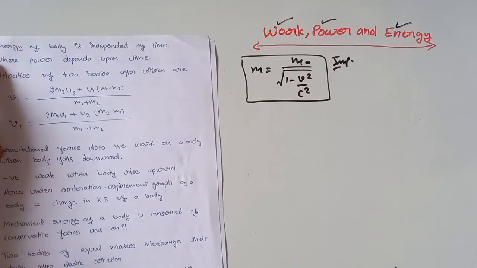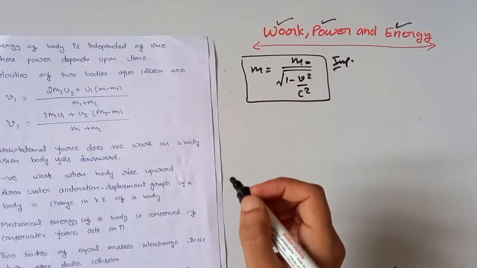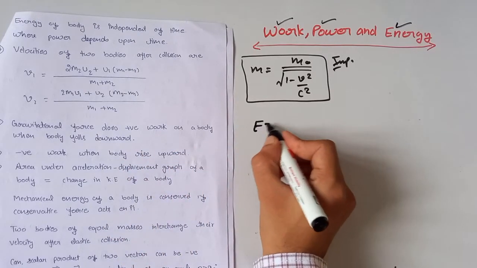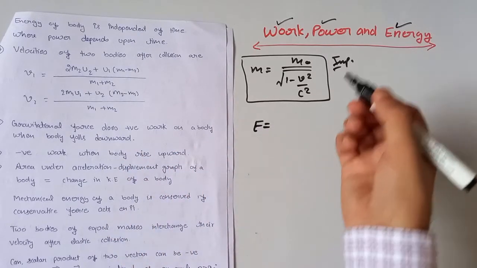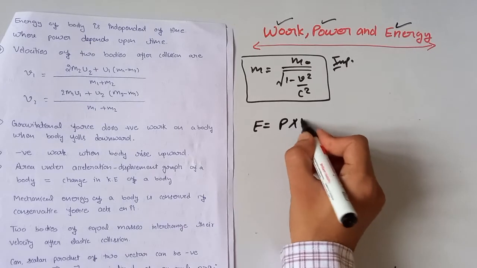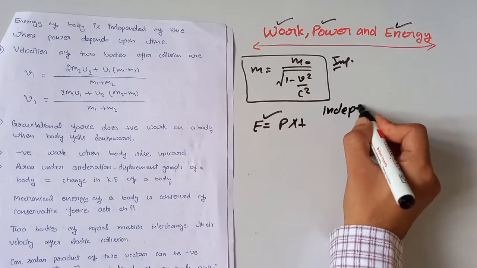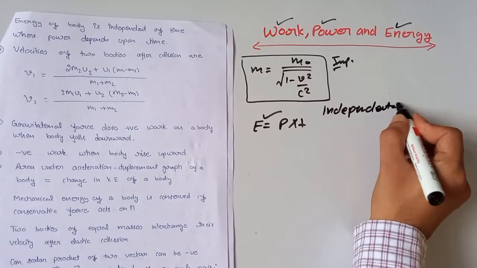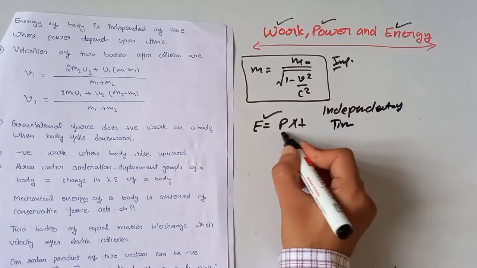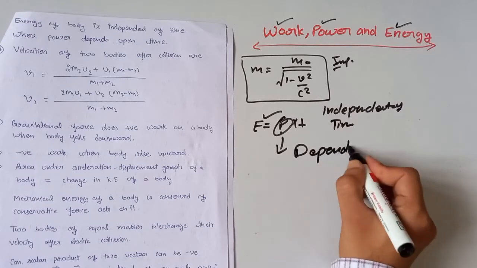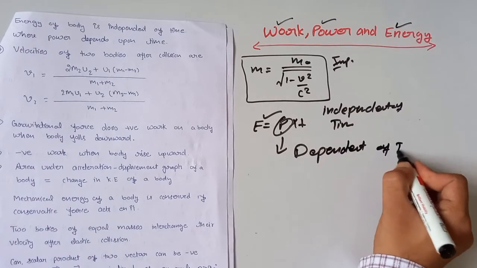Our next key point is energy of a body is independent of time. What is energy? Energy in terms of power is given by power into time. So energy of a body is independent of time, whereas power is dependent on time. Keep in mind.